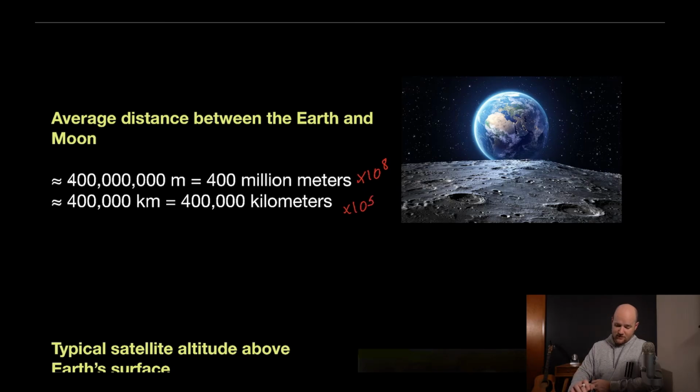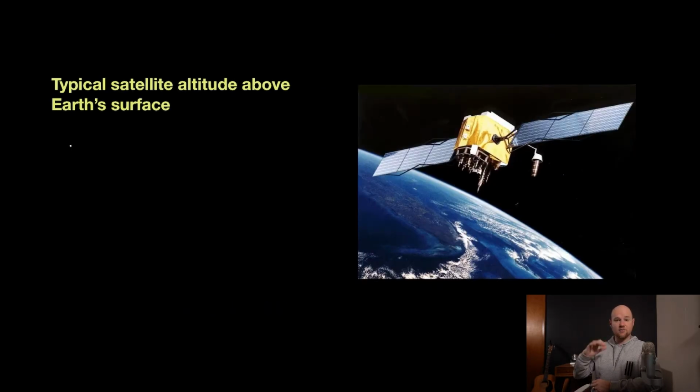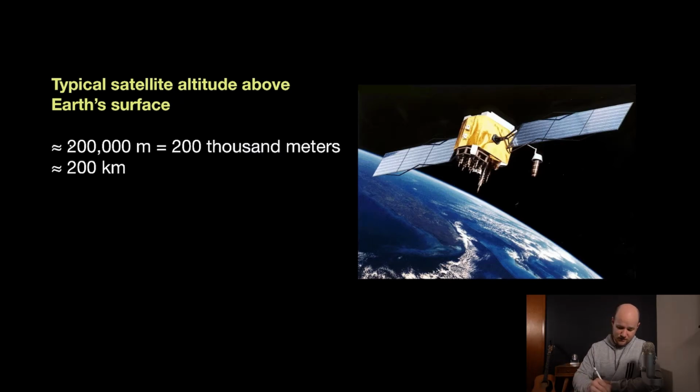Now, what about satellites and their altitude above the Earth? Like, how far above the Earth's surface are satellites? Well, somewhere around 200,000 meters or 200 kilometers. So the order of magnitude of the 200,000 is somewhere around times 10 to the 5th meters, and the 200 kilometers is somewhere around times 10 to the 2nd. So we're starting to get closer and closer to the Earth. We're getting to smaller and smaller orders of magnitude.